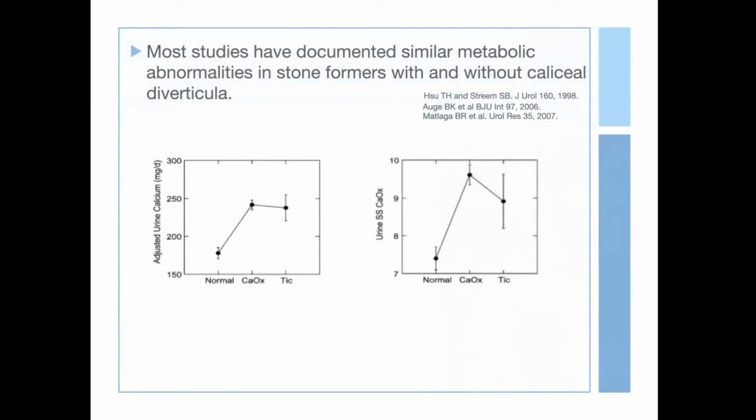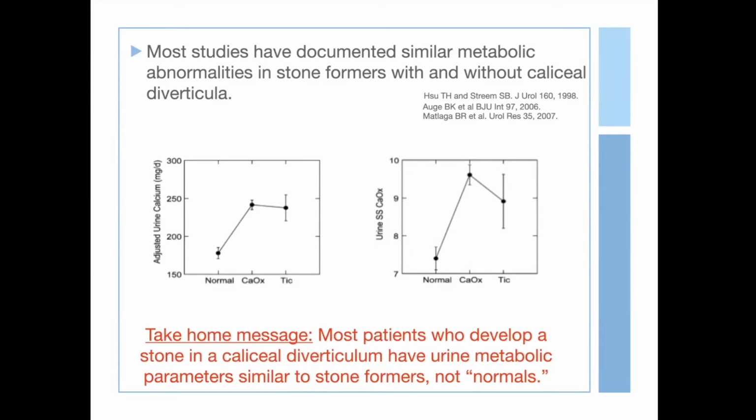So here's an example of a study. Most studies have documented a similar metabolic abnormality in stone formers with and without Caliceal Diverticula. So it's not something unique to the Caliceal Diverticula. The take-home message here is that most patients who develop a stone in a Caliceal Diverticulum have urine metabolic parameters similar to stone formers and not to normals.